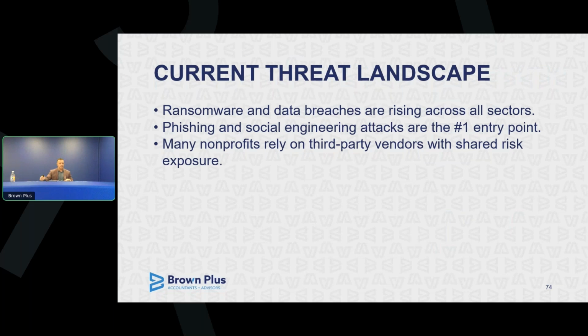So, the current threat landscape. Ransomware and data breaches are on the rise across all sectors. Looking at some of the data from 2018 to the end of 2024 last year, publicly reported data breaches more than doubled. And so this isn't just a spike that we're seeing in the data. This is more of a new baseline. So it's an upward trend, and we don't see it slowing down. It's going to continue to rise. It's going to continue to cause organizations problems and headaches.